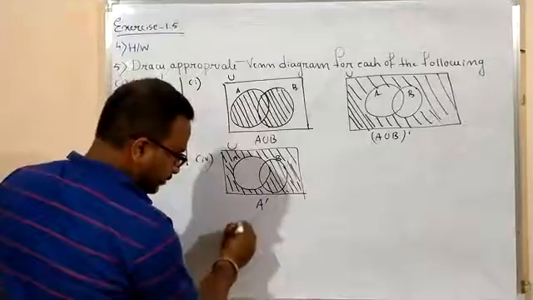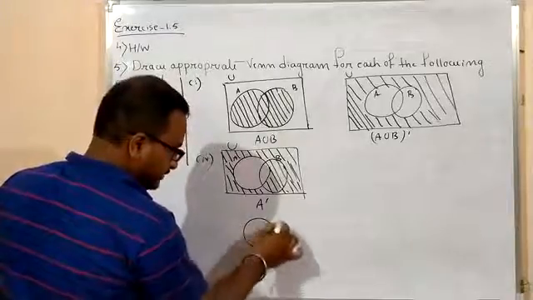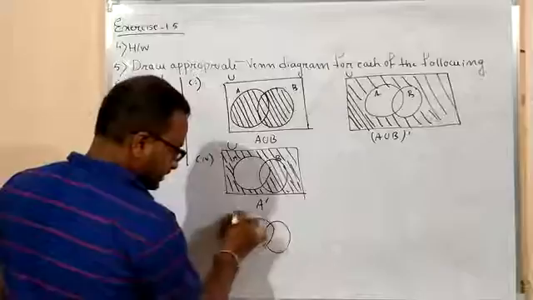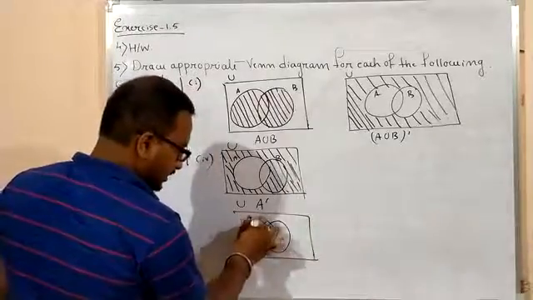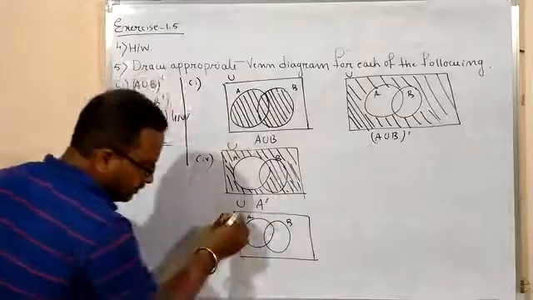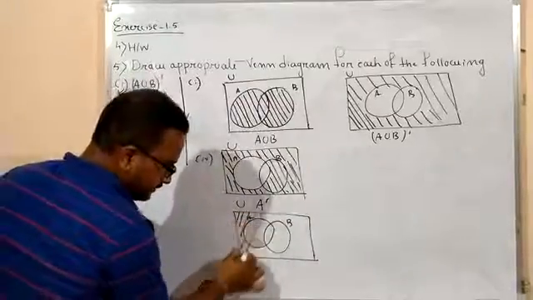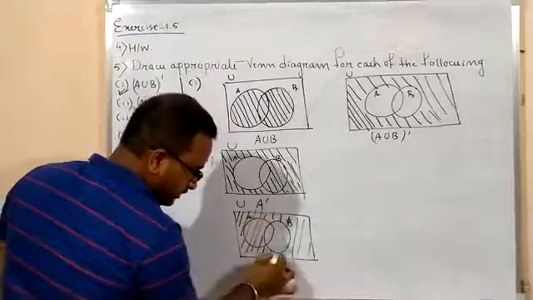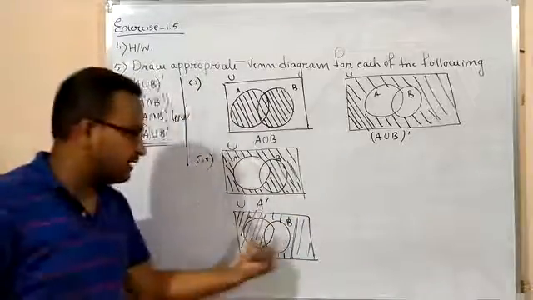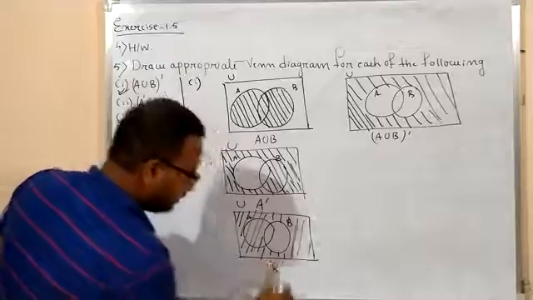Now identify B complement. So again you have to draw two circles. Then this is your universal set U. This is your A and B, right? Then your B complement will be this region, but not B. B को छोड़ के बाकी सब. So this is your B complement, right?